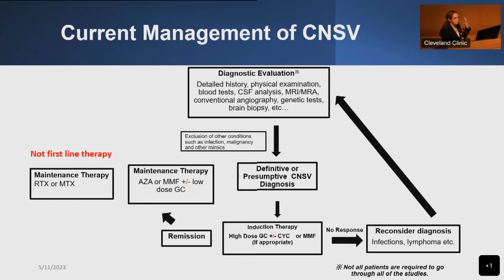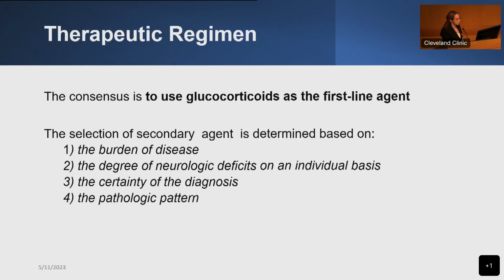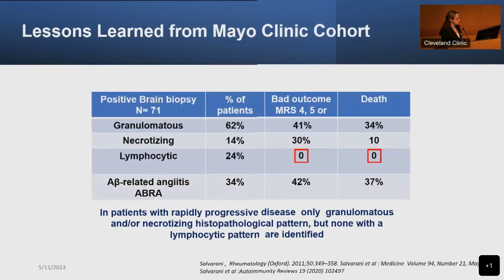This is the general scheme of treatment of patients with CNS vasculitis. If you diagnose a patient, whether it's possible or definitive CNS vasculitis, and you put them into induction therapy, if they don't do well, revisit the diagnosis. This could be something else. If they do well, induce them for like 6 months. And then maintain them on some kind of maintenance therapy because this actually relapses. The consensus is to use glucocorticoid as the first-line agent, and the selection of secondary agent depends on the burden of the disease, the degree of neurologic deficit, the certainty of the diagnosis, and the pathologic pattern.